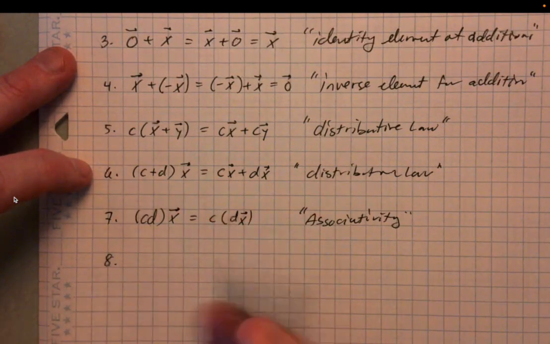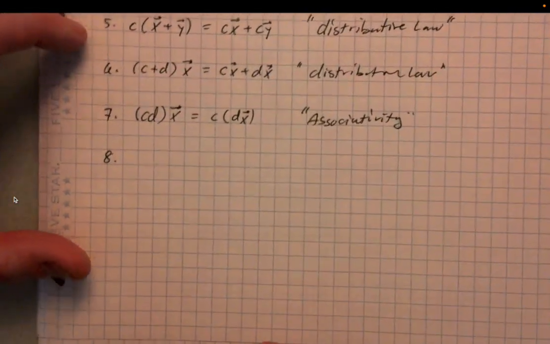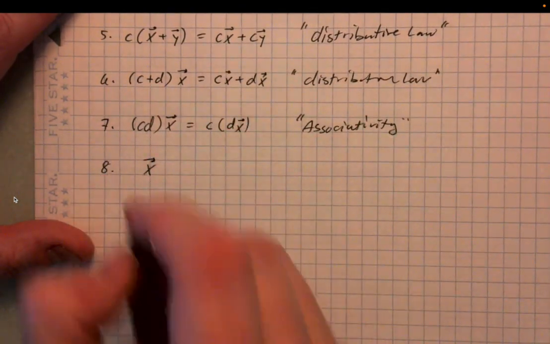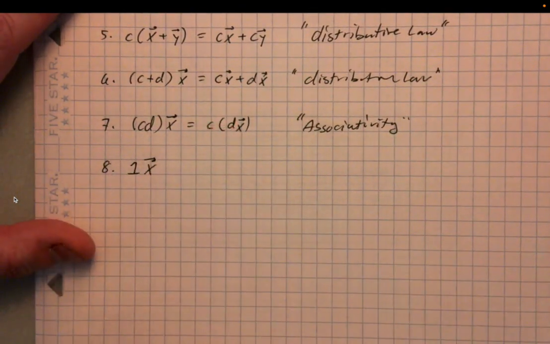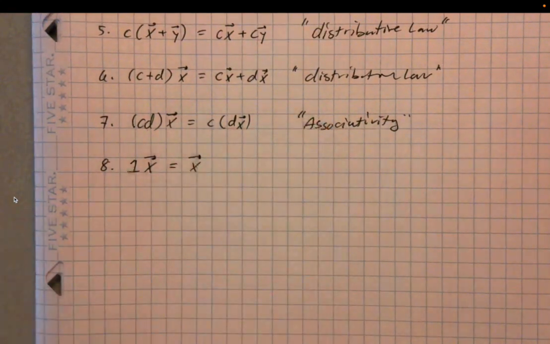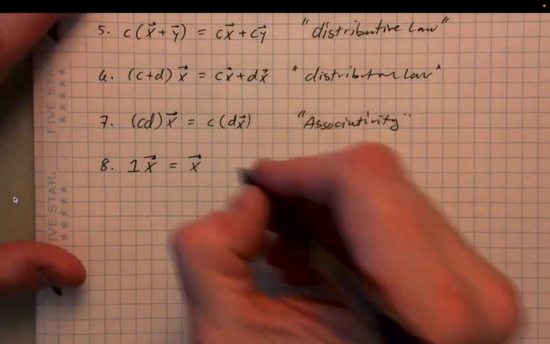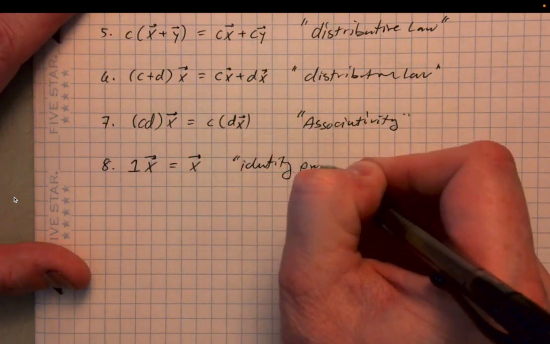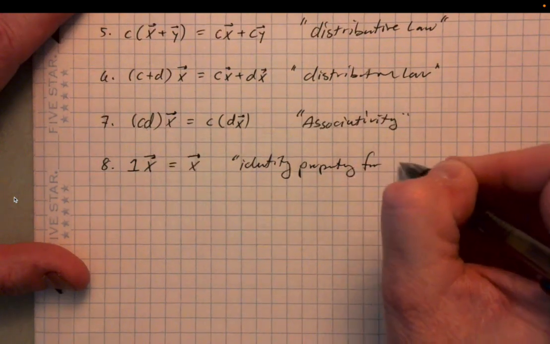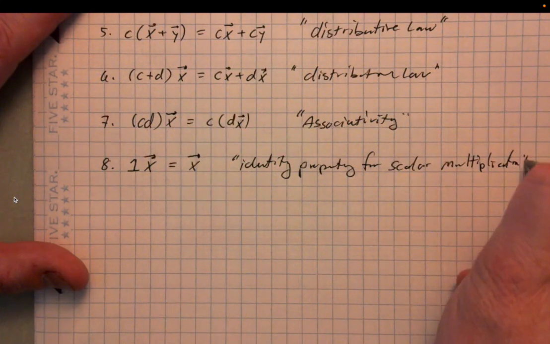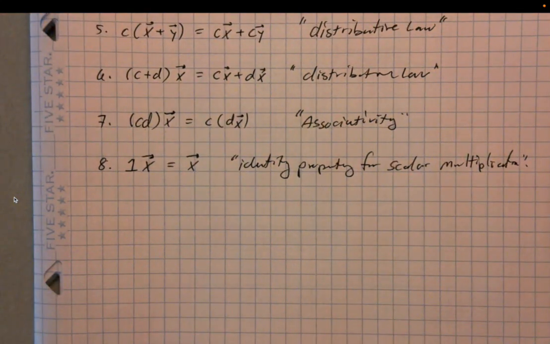And then the last one is the identity property for multiplication. So if I have a vector x and I multiply it by the scalar 1, then naturally that leaves me with just x, right? All right, so this is the identity property for scalar multiplication.